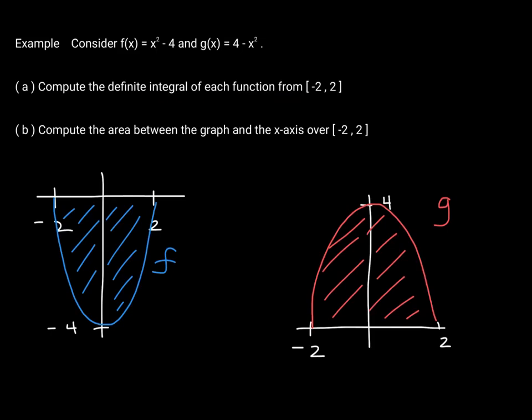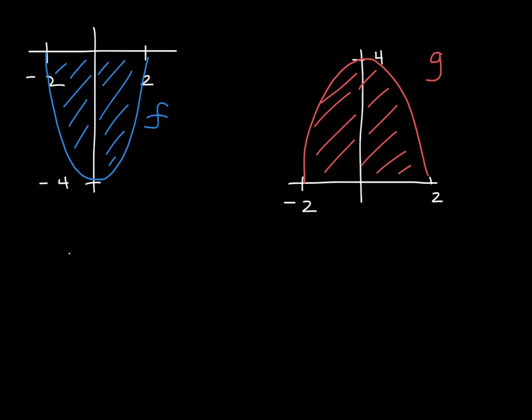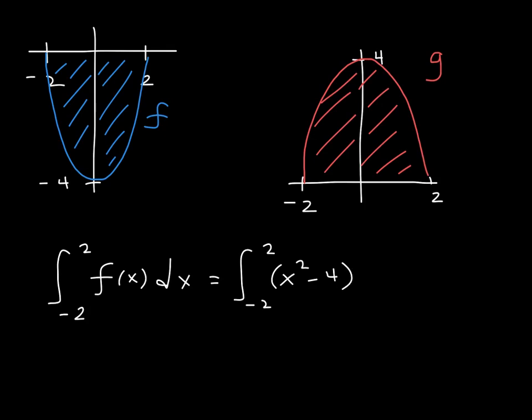All right, so this is what we are asked to do in part A. The integral from -2 to 2 of f of x dx. Okay, so this is the integral from -2 to 2 of x squared minus 4. So what we need to do is find an antiderivative for x squared minus 4. So that's x cubed over 3 minus 4x. And we need to evaluate this from -2 to 2.